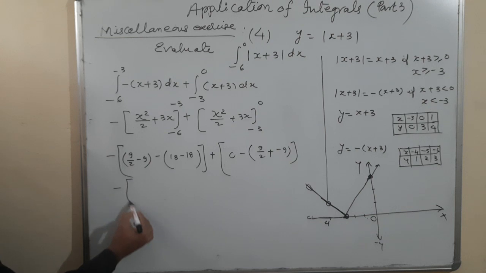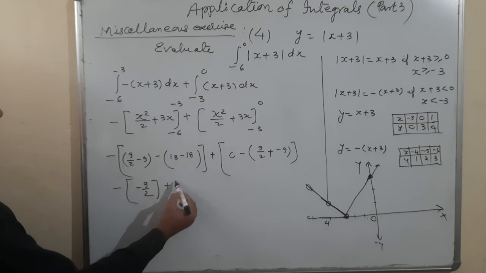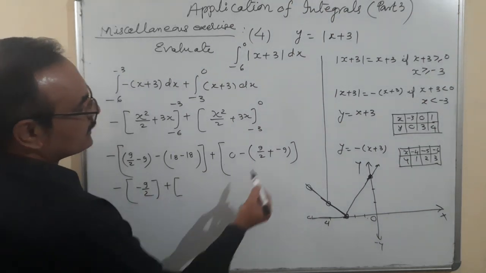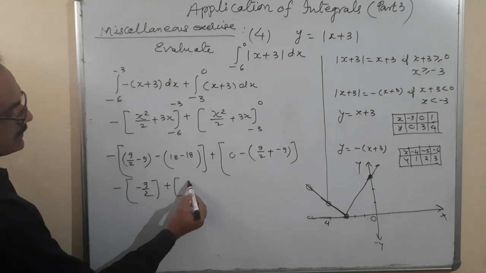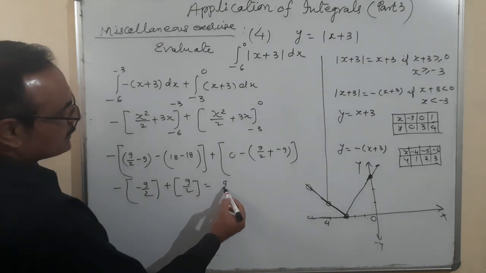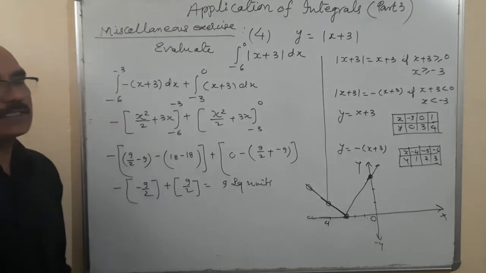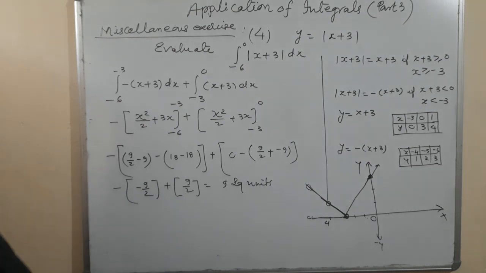So finally it is 9 upon 2 minus 9, minus 9 upon 2, 18 minus 18 is 0, plus 9 upon 2 minus 9, minus 9 upon 2, and minus it is 9 upon 2. So 9 upon 2 plus 9 upon 2 is 9 square units. So this is the answer of it. Got it?